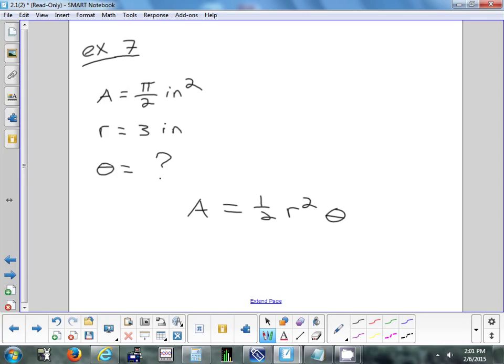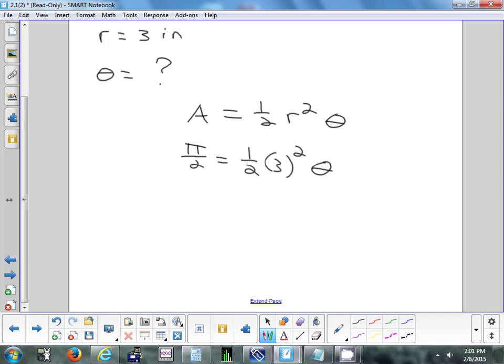A is pi over 2 equals 1/2. This time the radius is 3. I'm going to square it times theta, which is the angle we don't know. Okay, first thing I'm going to do is do 3 squared, which gives me 9, and then take half of it. Simple way to do that, just leave it as a fraction. 9 over 2 times theta. And now my last step, I'm going to move 9 halves to the other side by multiplying by the reciprocal, which is 2 ninths.